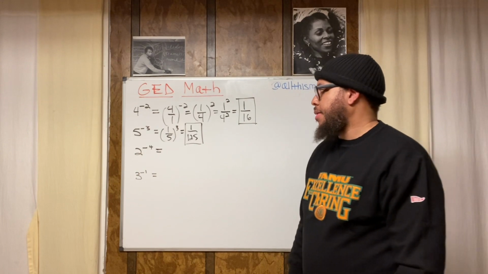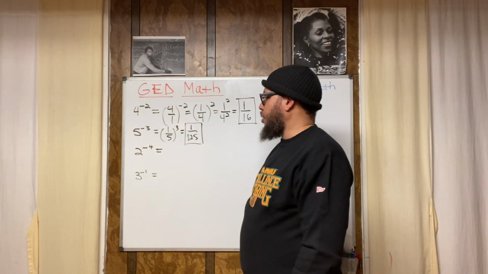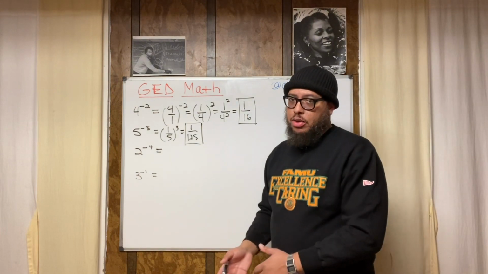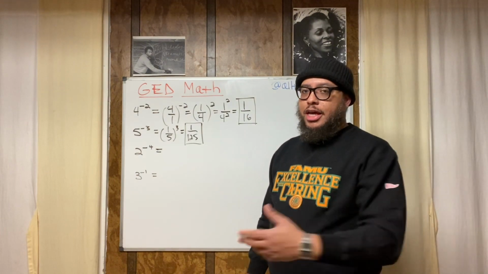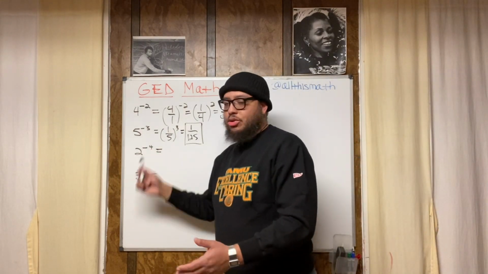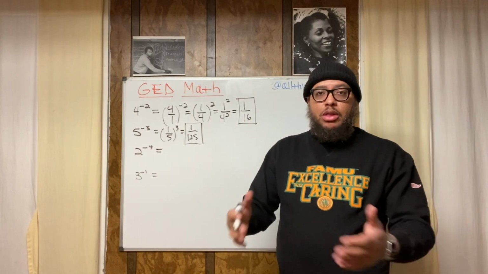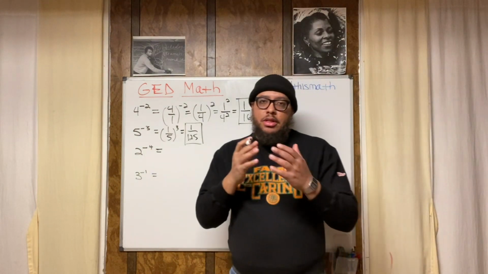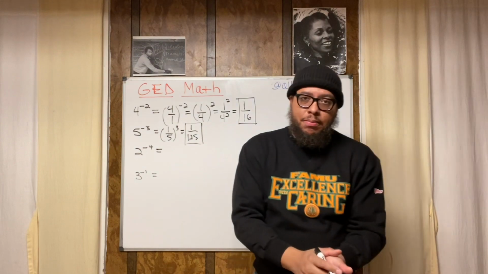All right. Then we got 2 to the -4. Again, I can't use a negative exponent. I want the exponent to become positive. But I can't just willy-nilly change it to a +4. We got to follow the rules. So in order to change this -4 to a +4, the base has to become its reciprocal.